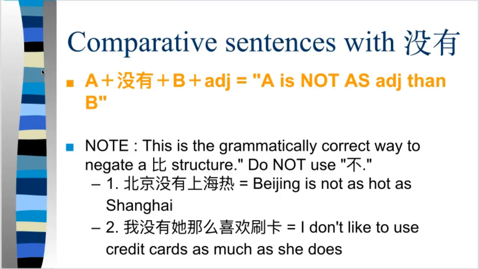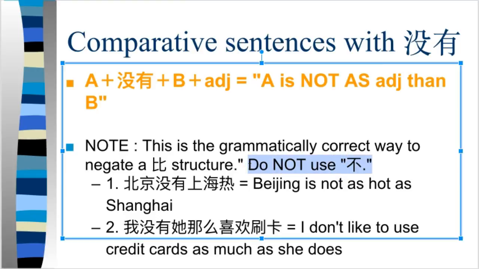If you want to negate a 比 structure, so if you want to say A is more than B, to say A is not as adjective as B, you want to say A 没有 B adjective. Okay, we can't use 不. We want to say 没有. And that's the structure that's used. So if I want to say, for example, Beijing is not as hot as Shanghai, I would say 北京没有上海热.